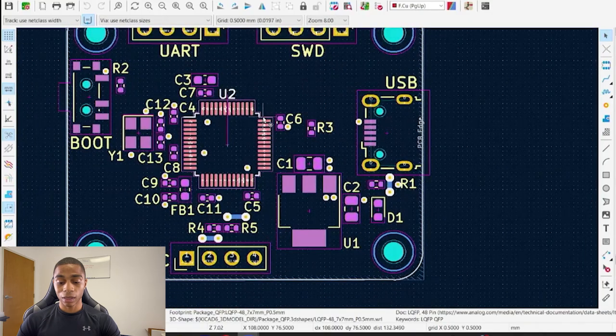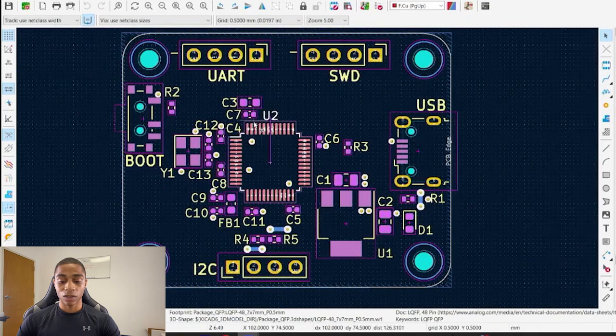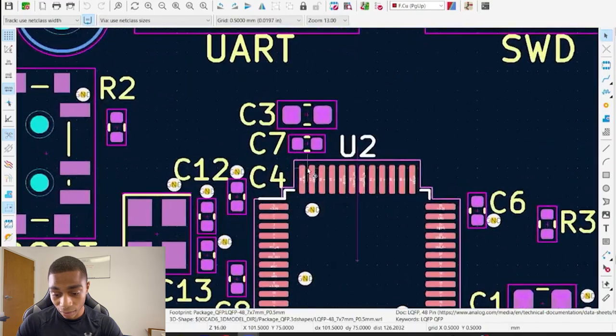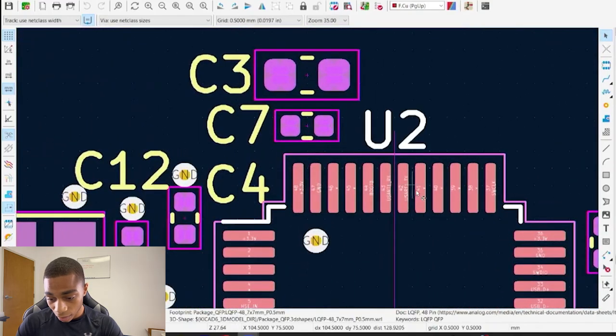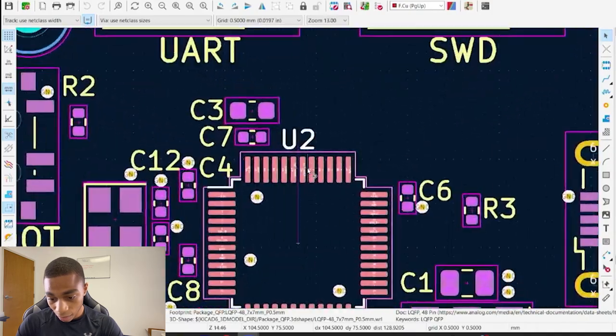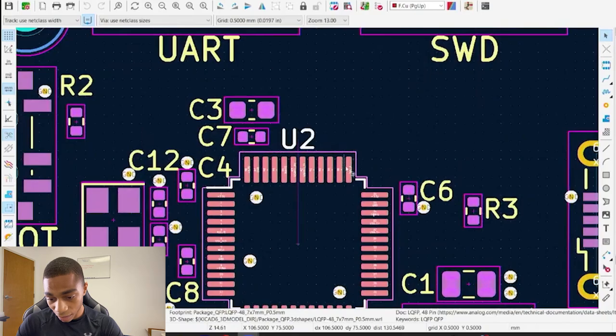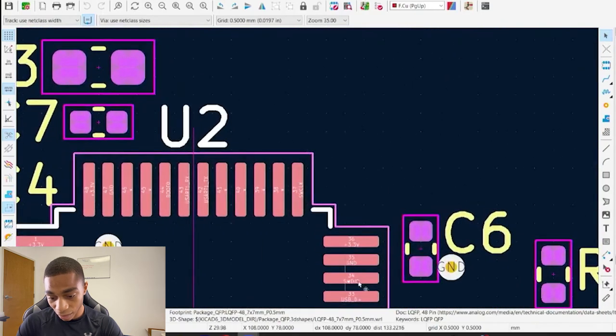So now, if we zoom out a little bit, we have our UART, we have our serial wire debug, and we have our I2C. And the way we place those is we wanted to place them near the relevant pins. So if we take a look here, our serial wire debug is connected to pins 34 and 37. So here is our serial wire debug, and here is our pin 37, and then here is our pin 34.